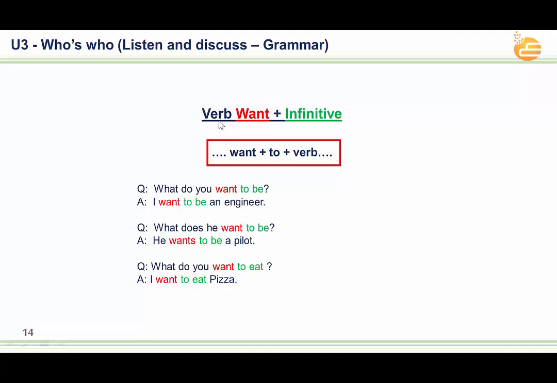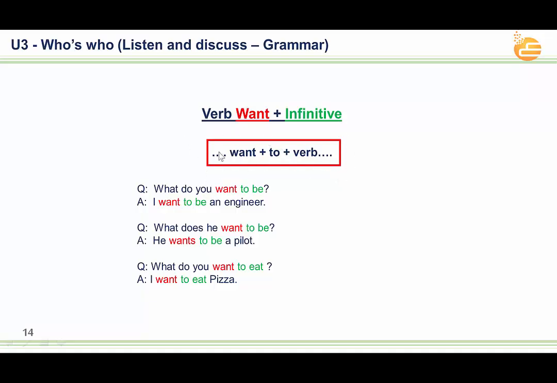Now we will talk about the verb want plus infinitive. At first, want, we know that it's a verb. Infinitive, what do we mean by infinitive? Infinitive is just like to be, to eat, to sleep, to write, to read, to ask. Okay, so to with the verb we call it infinitive.